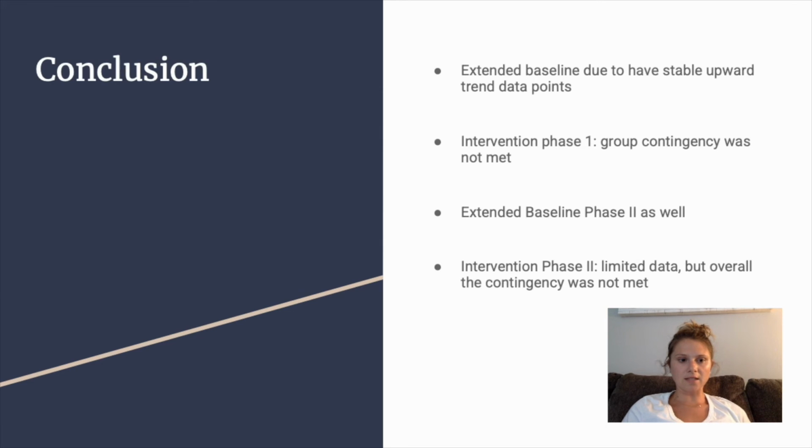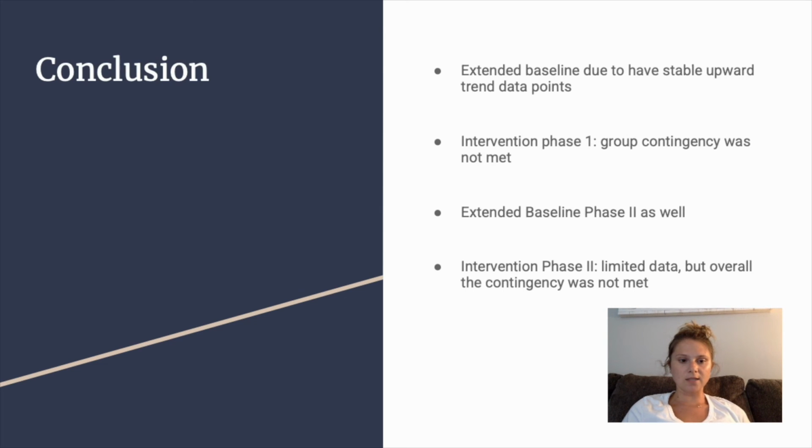This means that some people went into intervention a few days earlier than others. Once everybody went into intervention, we met as a group and determined if the group contingency was met. The group contingency was not met for phase 1, so we were not able to receive unlimited access to the cell phone. We then went into baseline 2, and that was extended as well to achieve stable data points.